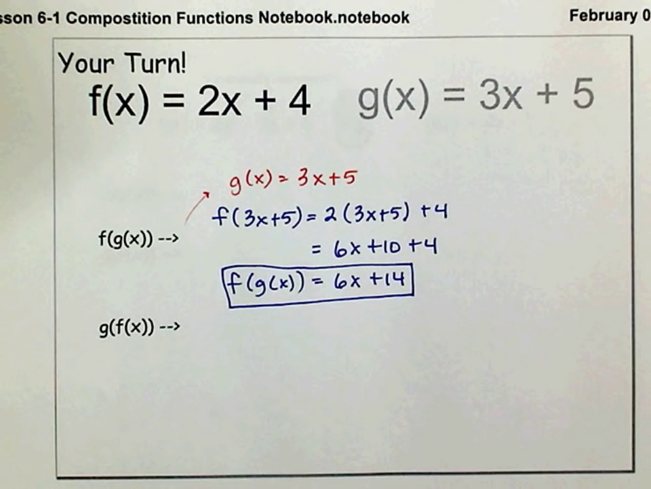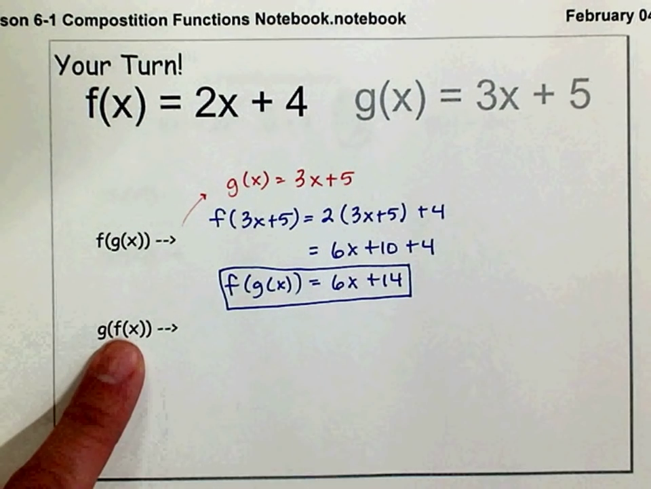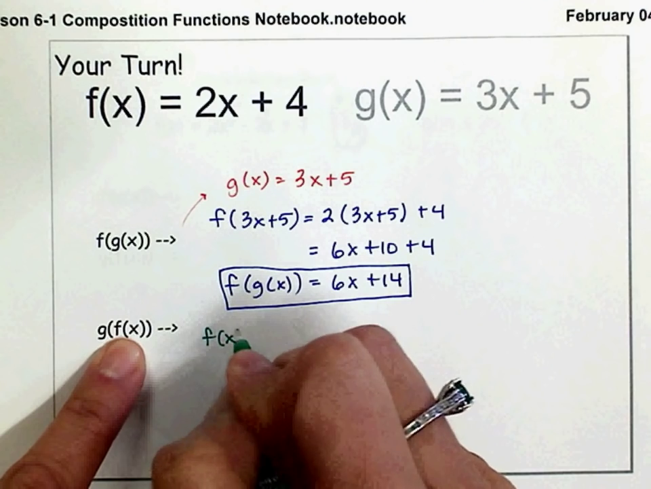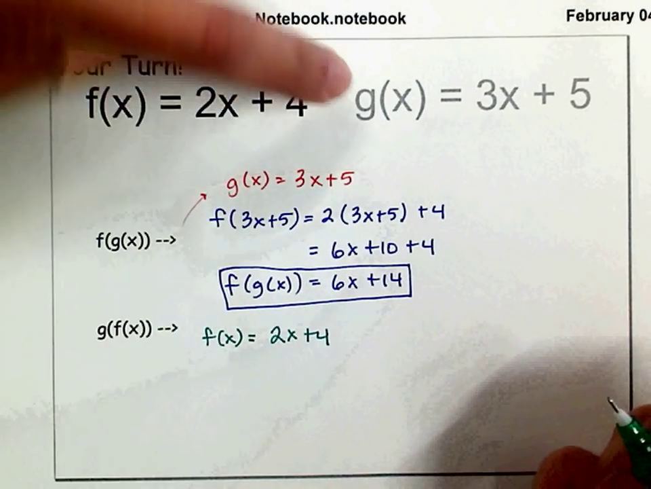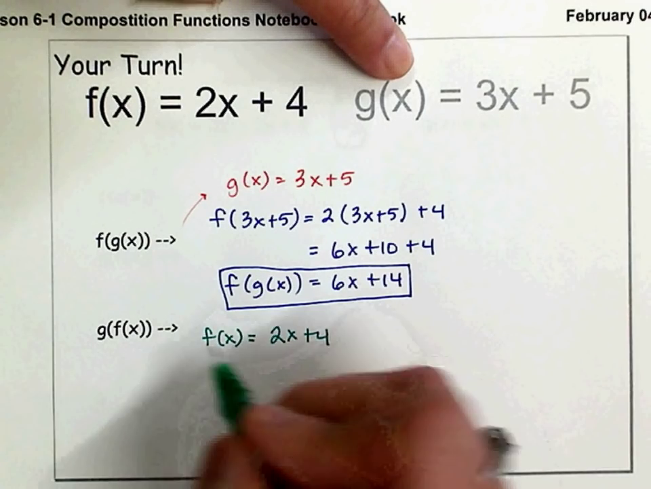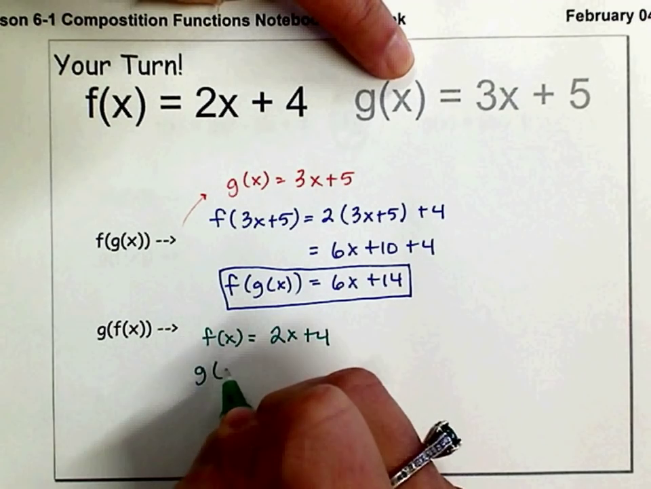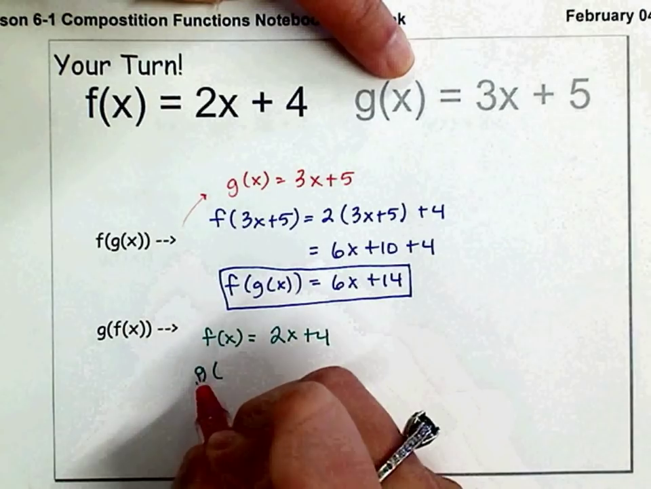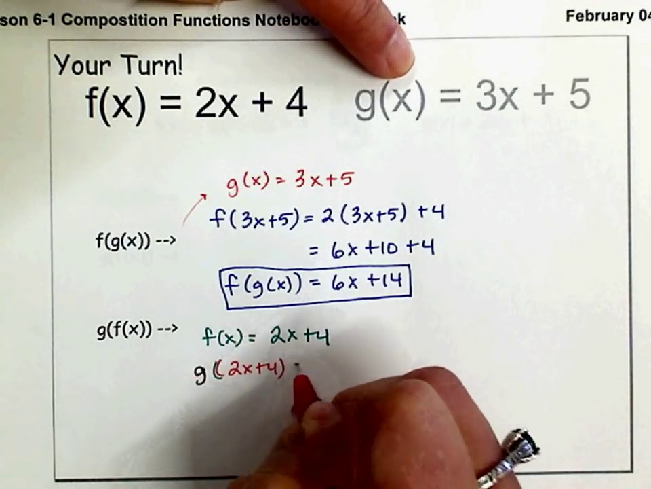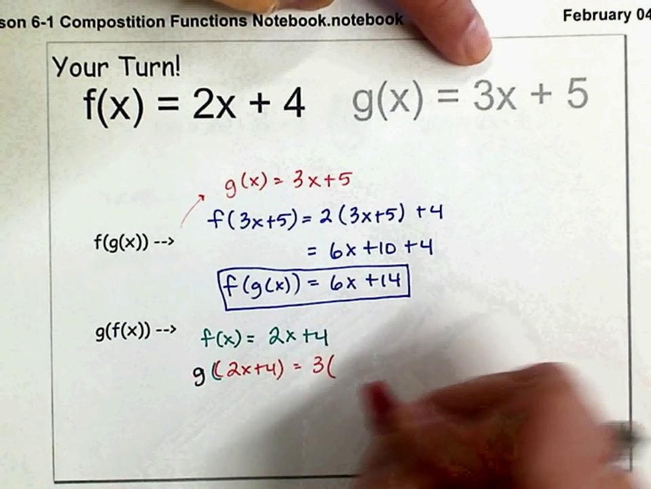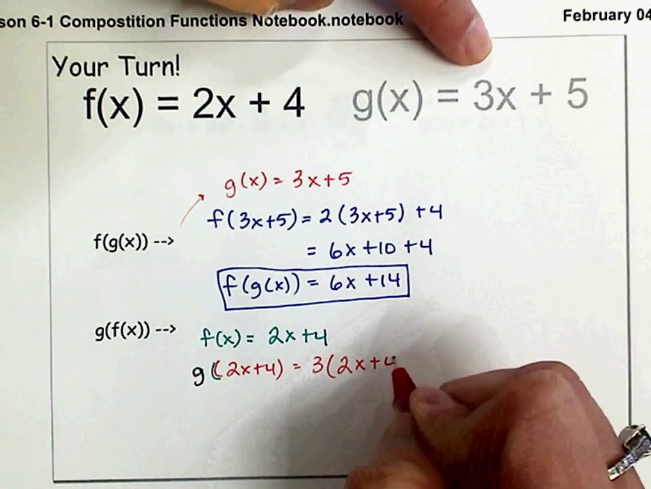All right, let's do this one. This time we're going to do the f of x first. So f of x is 2x plus 4. And now we're going to substitute this x with 2x plus 4. Sorry, let me change to my pen so you can kind of see. So you got 2x plus 4. We're going to substitute 3 times x. What is your x? 2x plus 4 plus 5.